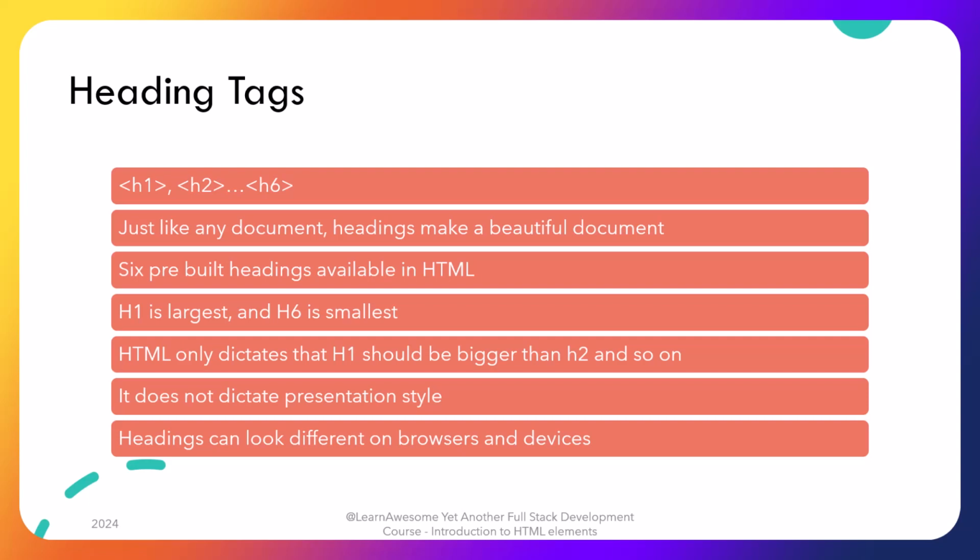The biggest, boldest, and tallest of them all is H1, followed by H2 all the way to H6. H1 being the most important or title subject heading, to H6 being the least important heading, one notch above regular text. Recommended practice is to use H1 only once per page to describe the entire page, and not to skip heading levels, meaning that after H1, don't skip to H3 directly. But these are recommendations, and you can use them however you like.